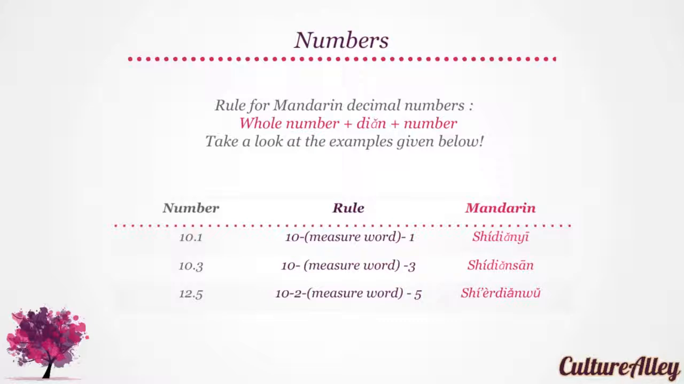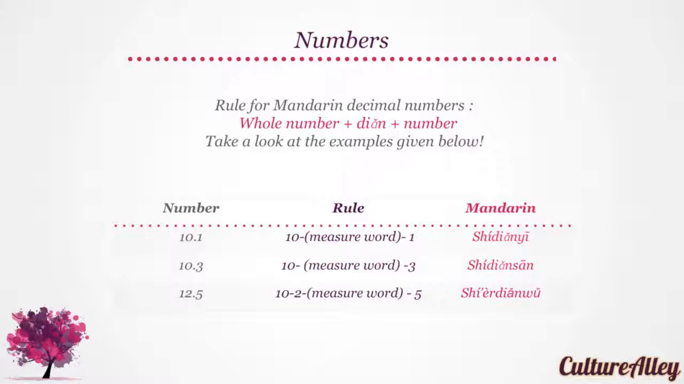10.1 becomes 10, measure word 1, meaning 10.1. While 10.3 breaks down as 10, measure word 3, making it 10.3. Lastly, 12.5 can be seen as 10, 2, measure word 5, or 12.5.